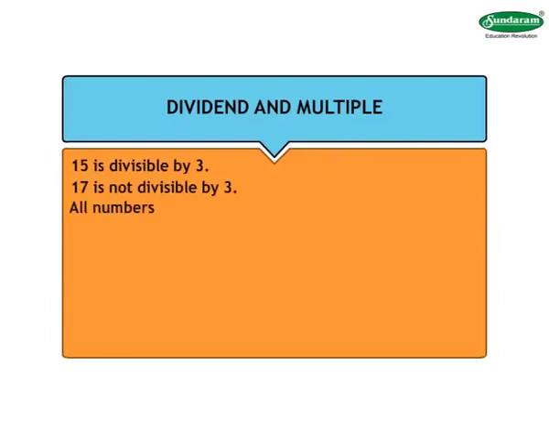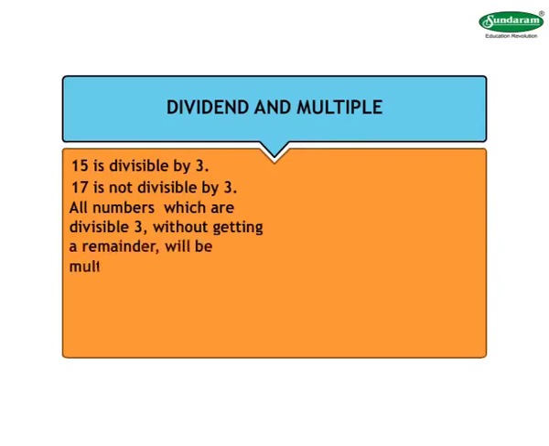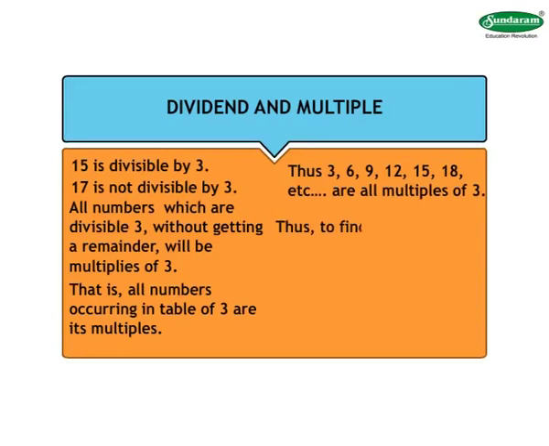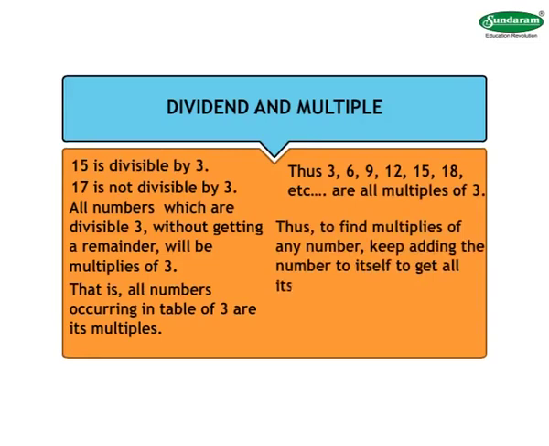Hence, all numbers which are divisible by 3 without getting a remainder will be multiples of 3. That is, all numbers occurring in table of 3 are its multiples. Thus, 3, 6, 9, 12, 15, 18, etc. are all multiples of 3. Thus, to find multiples of any number, keep adding the number to it to get all its multiples. To know whether a given number is a multiple of some number, divide that number and find out.